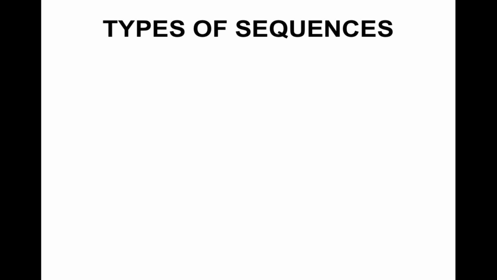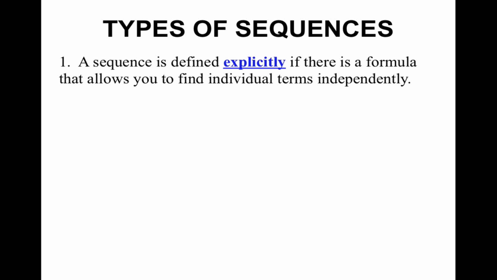So there are different types of sequences. The first type is what we call an explicit sequence. A sequence is defined explicitly if there is a formula that allows you to find individual terms independently.